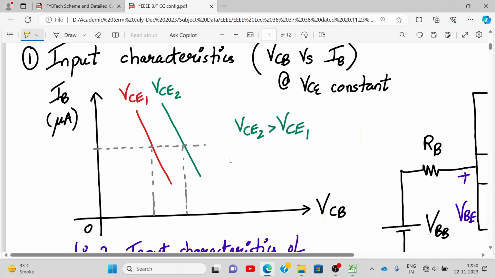All right. With this, we complete the common emitter, common base and common collector configurations, input and output characteristics. So what type of questions can be asked? What are the different configurations of a BJT? Explain the input and output characteristics. Or they can ask directly: draw and explain the input characteristics of a BJT in common emitter mode. Draw and explain the output characteristics of a BJT in common base mode. So there can be several types of questions.